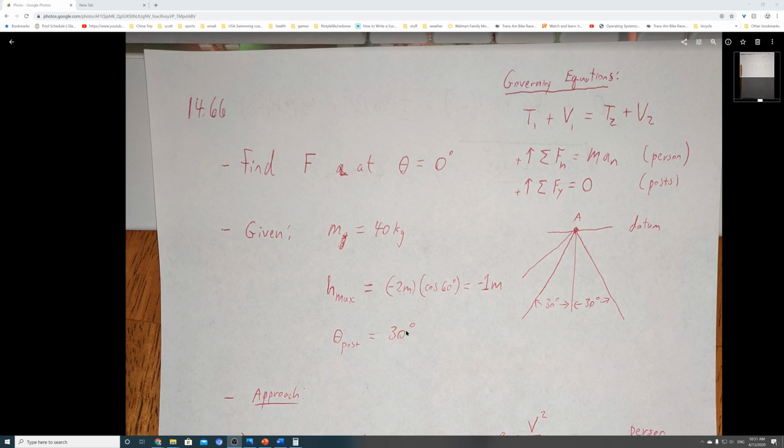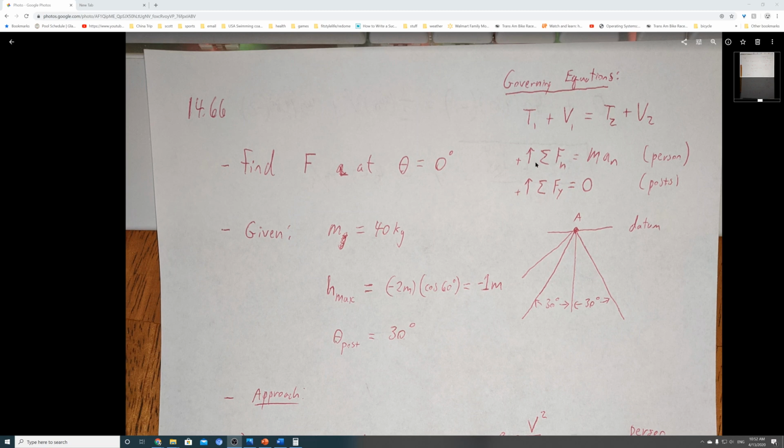The other piece of information is this 60 degrees, where the swing is going back and forth. The other piece of information is the 30 degrees for the posts. Right off the bat, we know this is a conservation of energy problem. So we'll put the conservation of energy equation in here. There's some energy associated with the maximum point. Then as the swing goes down to here, we have some energy at that point too. We have potential and kinetic energy associated with each position.